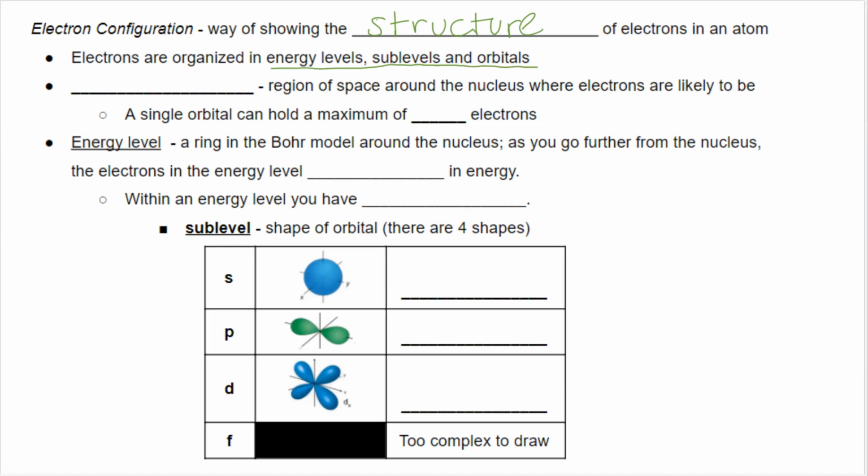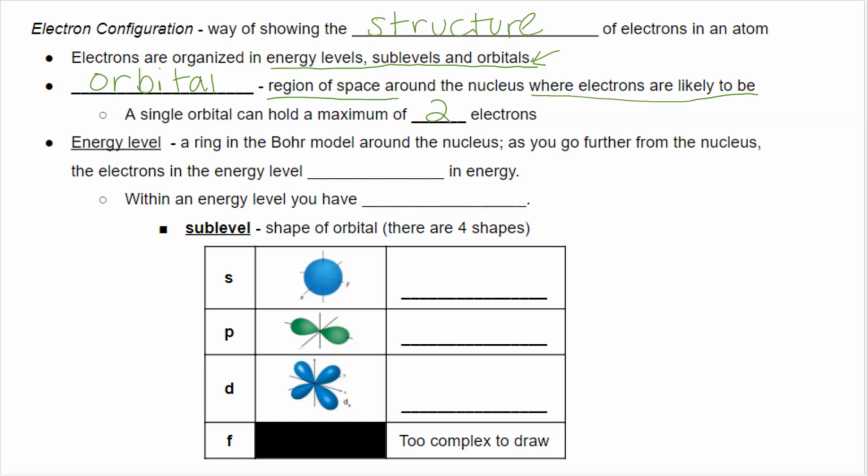So an orbital, we're going to start with the smallest one here. An orbital is just a region of space around the nucleus where an electron is likely to be. So that's a definition that you should definitely commit to memory. Orbital. It's just a region of space where electrons are likely to be. Super important idea. And a single orbital can hold only 2 electrons. 2 electrons total. So that's the smallest way that we organize electrons, into orbitals. Okay, so that's the smallest.